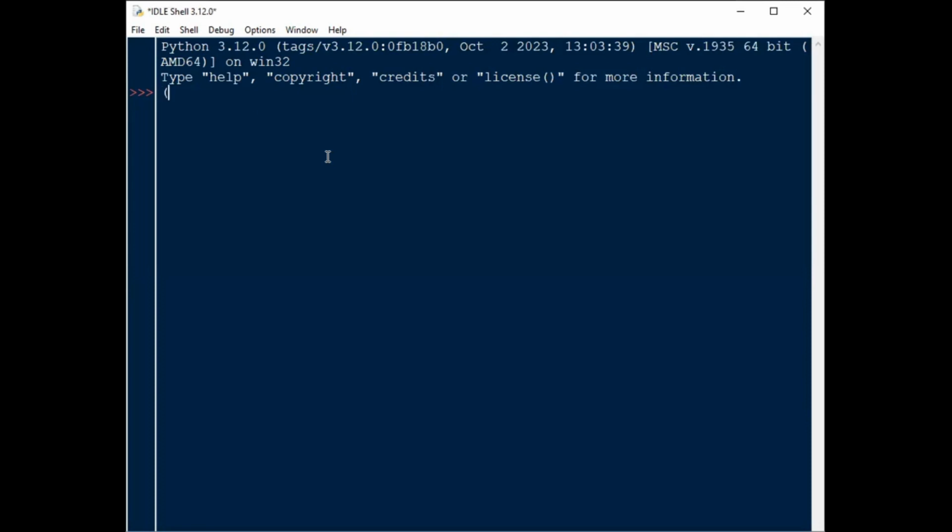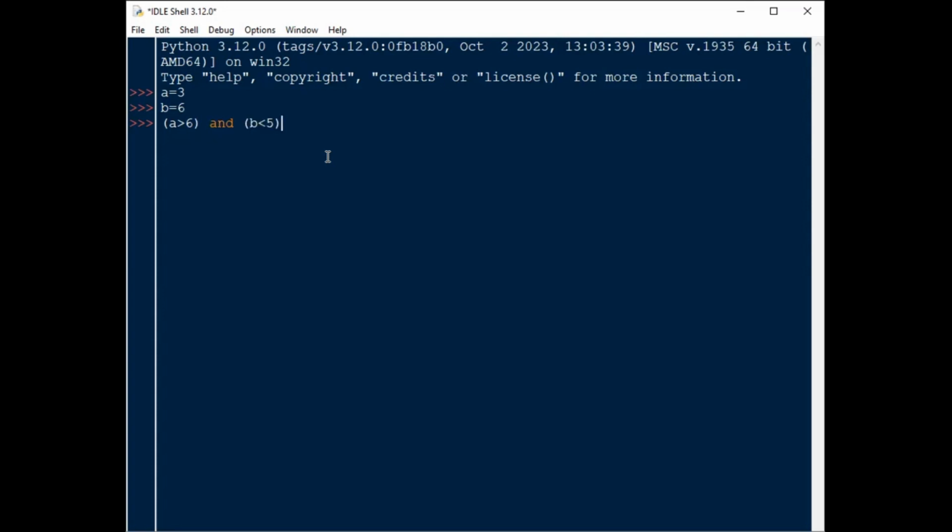So consider this example. First of all, we have to assign the value of A and the value of B. Then we are writing our first condition with the logical AND. So we are writing A is greater than 6 and B is less than 5.